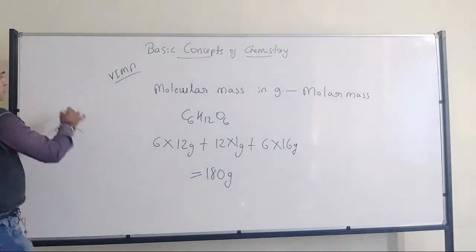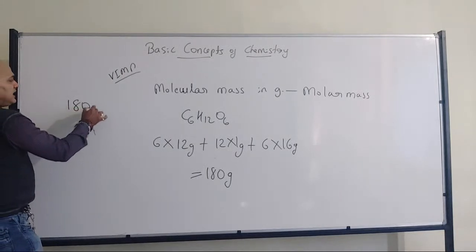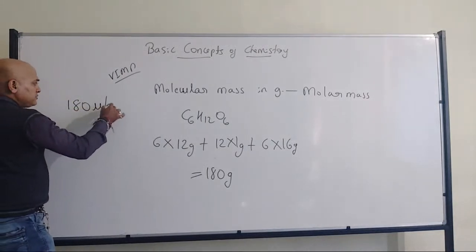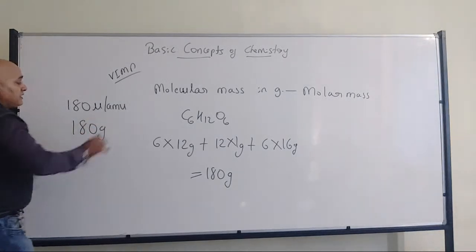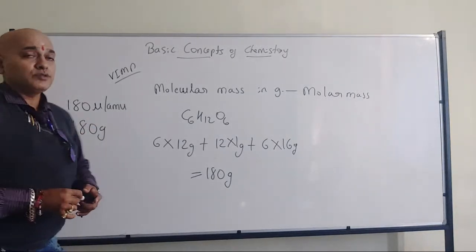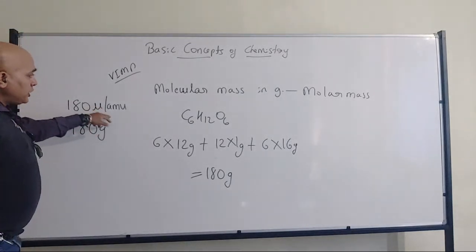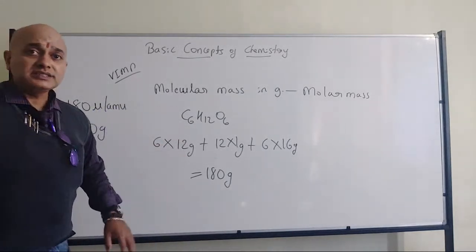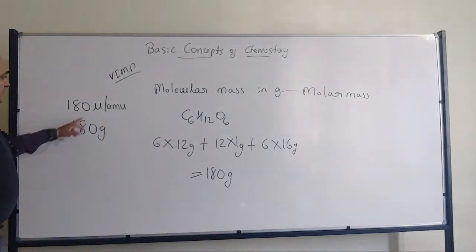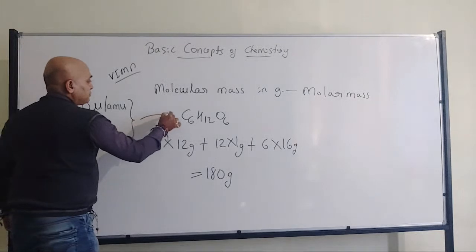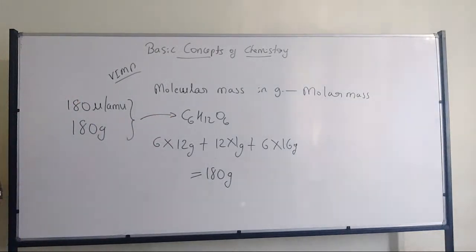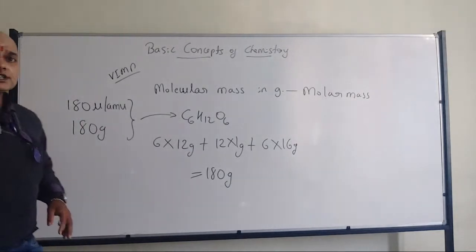That's where the huge difference is between 180 u or atomic mass unit for glucose and 180 gram for the molecular mass of glucose. There is a huge difference between this one and this one. But both are related to glucose only. There is a huge difference. Right? All of you have understood?